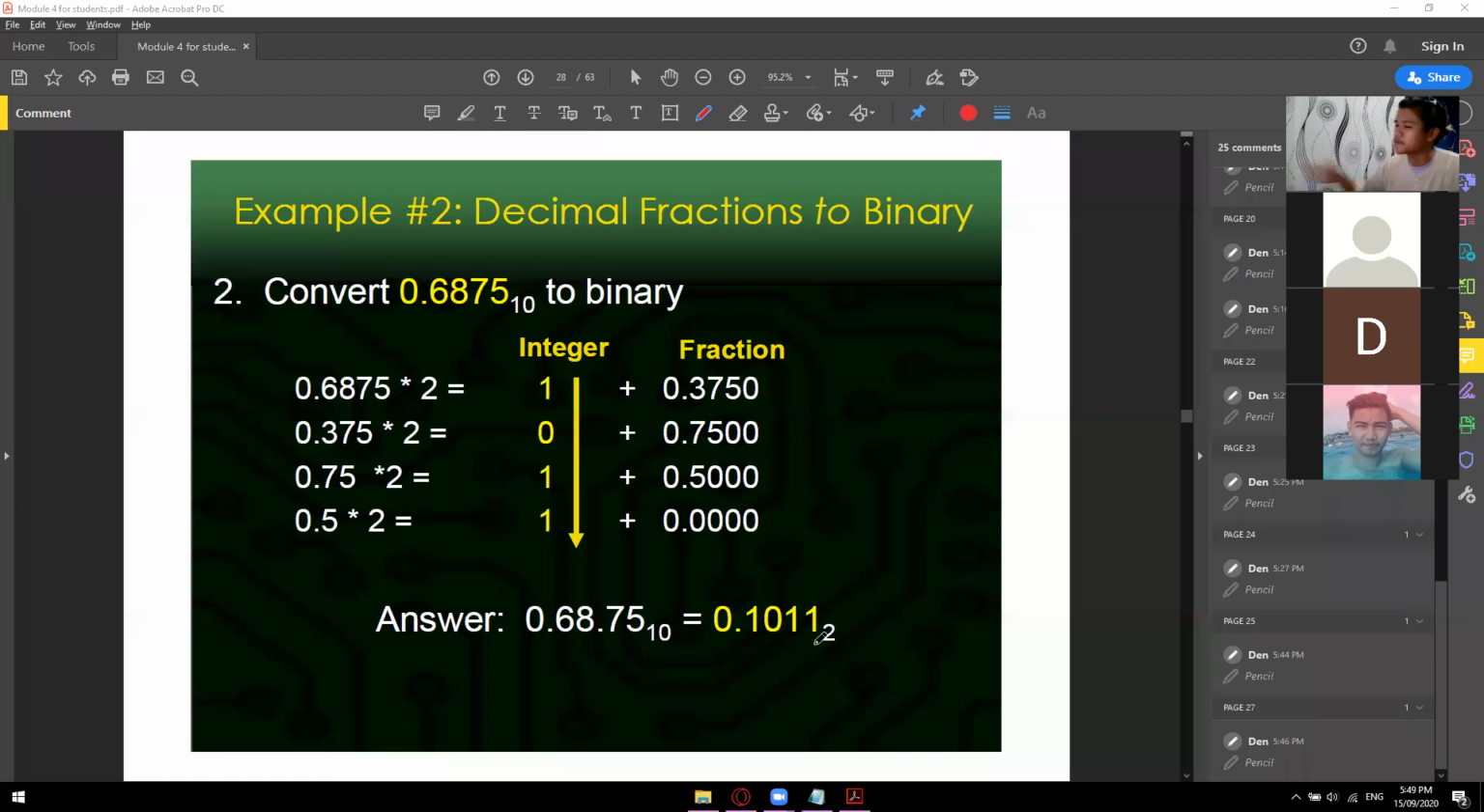So again, ilang beses kong pinapaalala, do not forget the base. That's an indicator that you have already converted this decimal into binary. Okay, so are we clear?